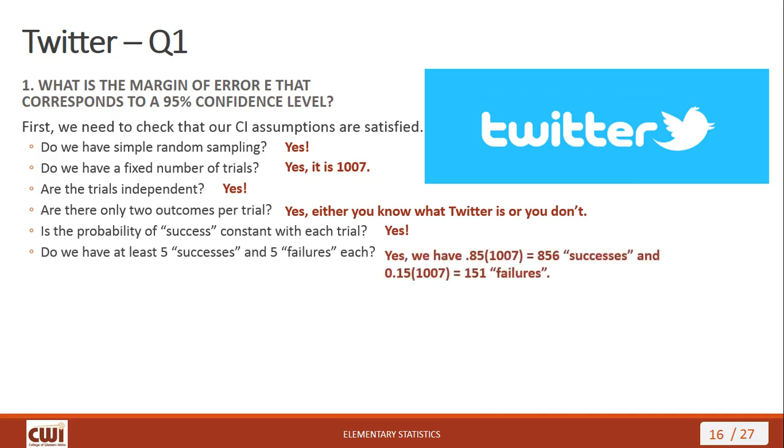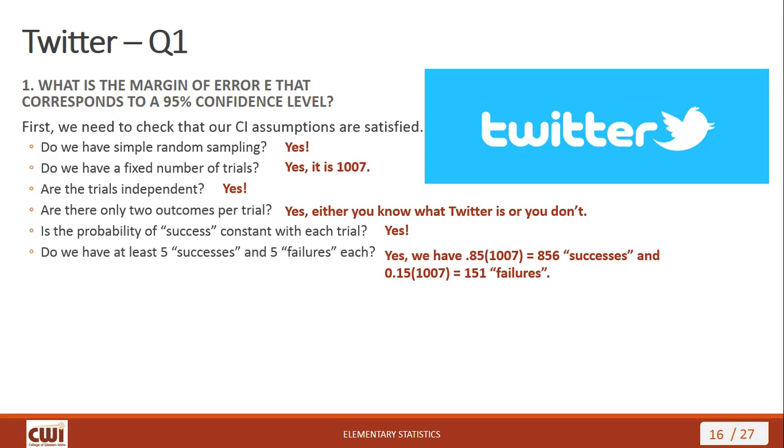The answer is yes. With a sample size of 1,007 and a success rate of 85%, it's a pretty sure thing that we have this requirement met. The only way this requirement would not be met is if our success rate were so low that we didn't have 5 successes or so high that we didn't have 5 failures. That's not the case here, so we have this requirement met. And this was the last of our requirements, so it appears that all of our assumptions are satisfied.